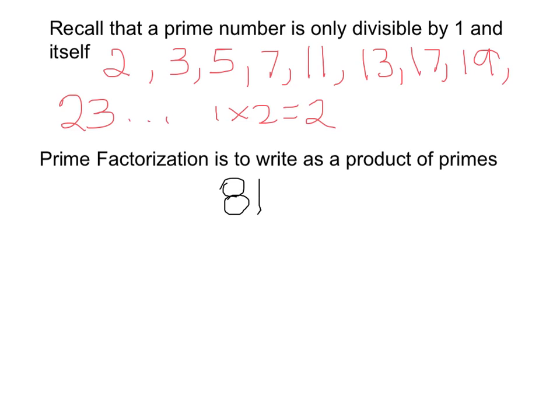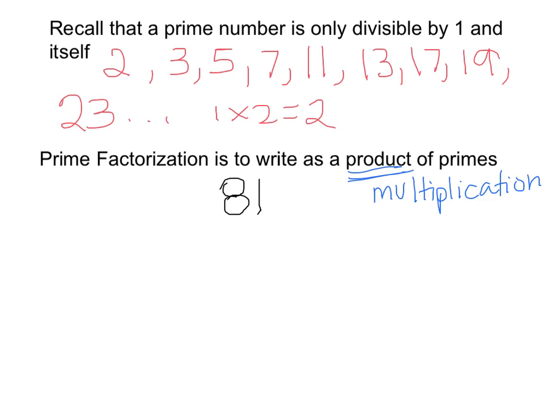All right, so if we look at 81, let's write that as a product of primes. Now I just want to remind you, what does product mean? Product means multiplication, and primes are these prime numbers, 2, 3, 5, 7, and so on.